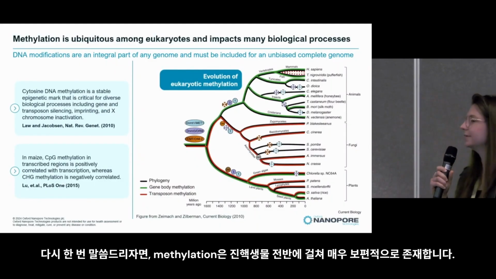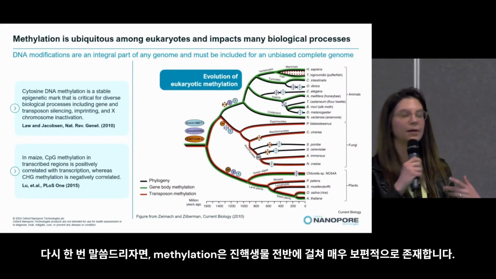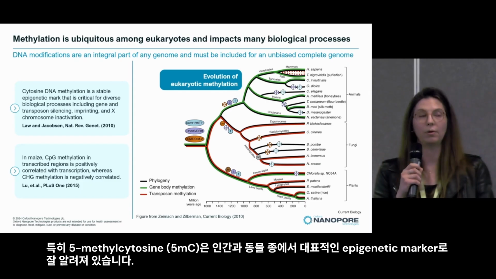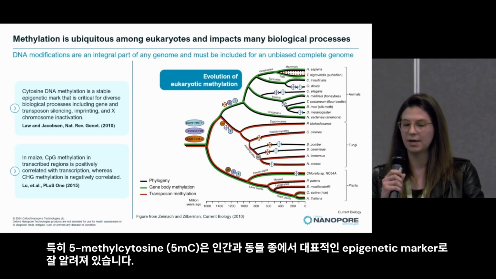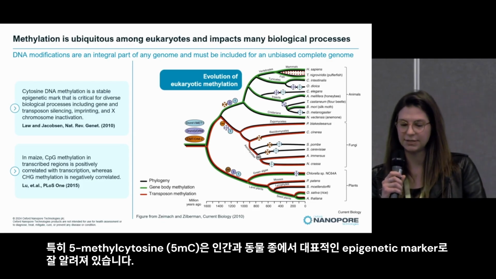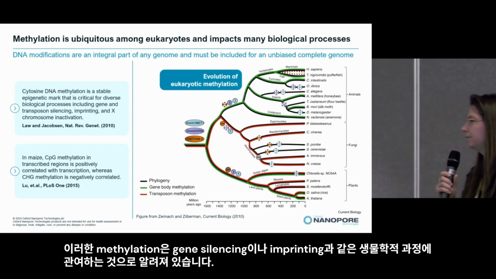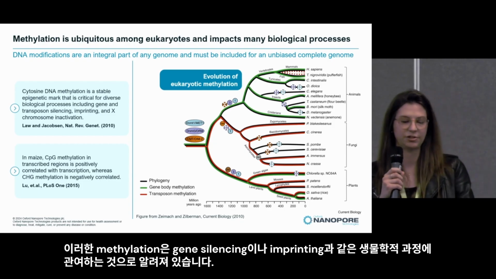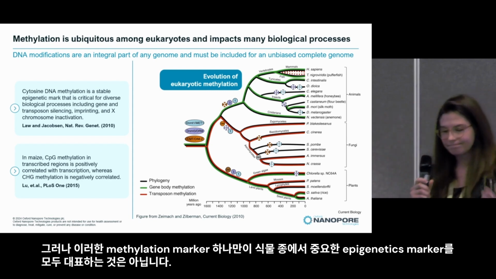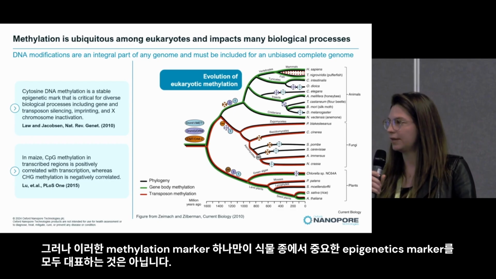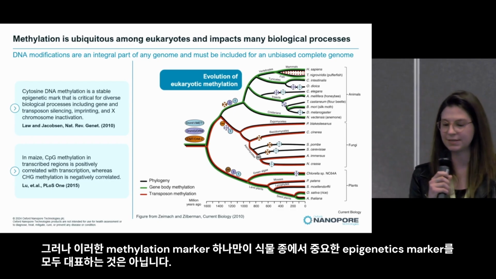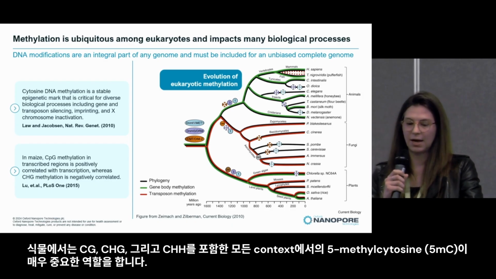So again, methylation is quite ubiquitous in eukaryotes. We know that 5-mC in particular is quite well characterized as an epigenetic mark, particularly in humans and animal species. We know that that's involved in biological processes such as gene silencing and imprinting. But that particular methylation mark alone is not solely important in plant species.